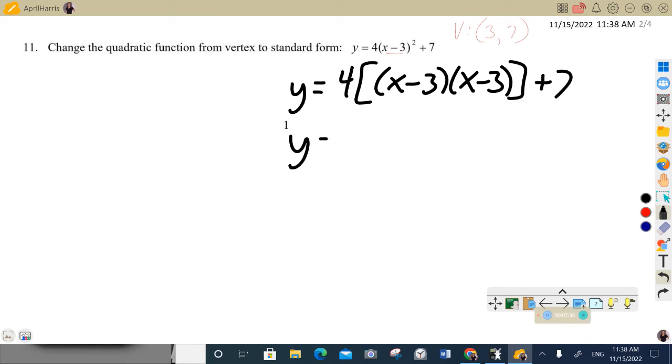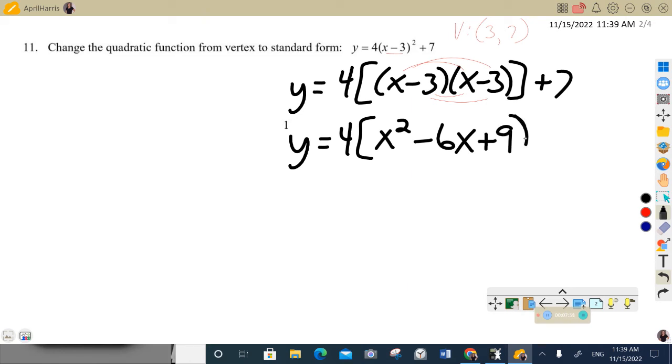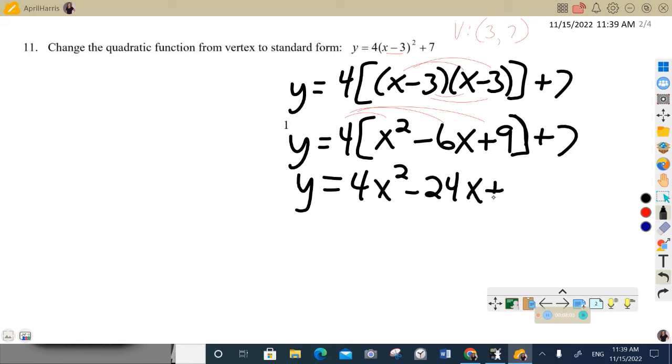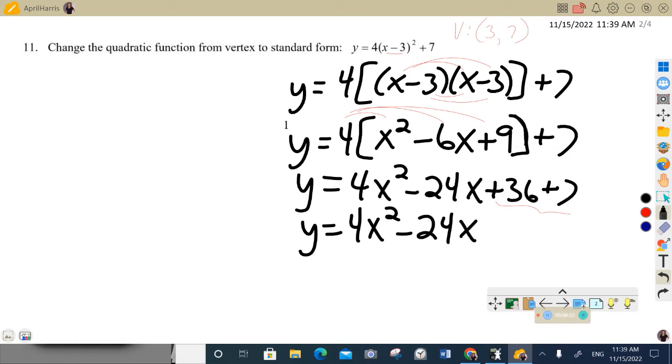So inside the brackets, you're going to FOIL or distribute twice. So that's going to give you x squared. The outers are -3x. The inners are -3x. That makes -6x. And last times last is +9. Now you're going to distribute the 4. So when you do that, you have 4x squared minus 24x plus 36 plus 7. Like terms are 36 plus 7, so your final answer is y equals 4x squared minus 24x plus 43.